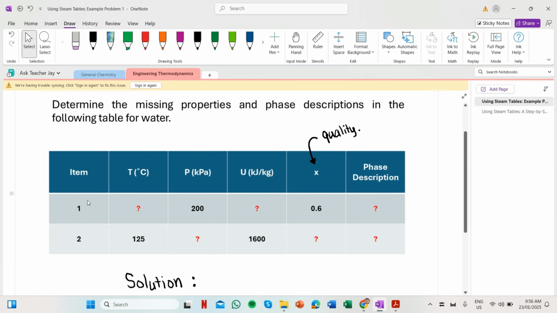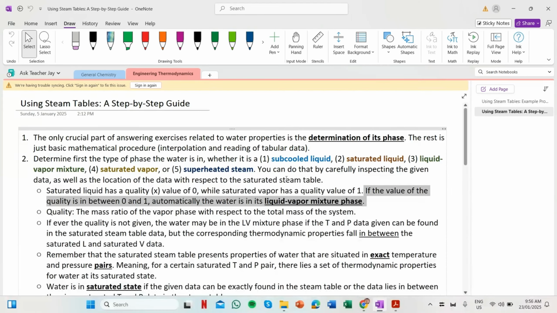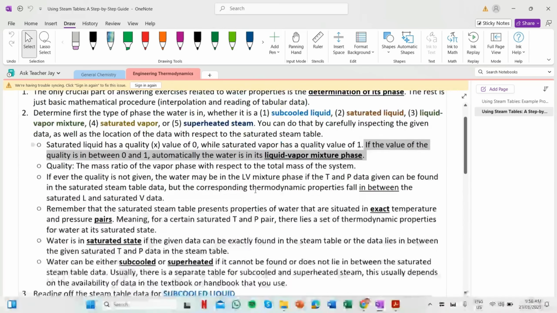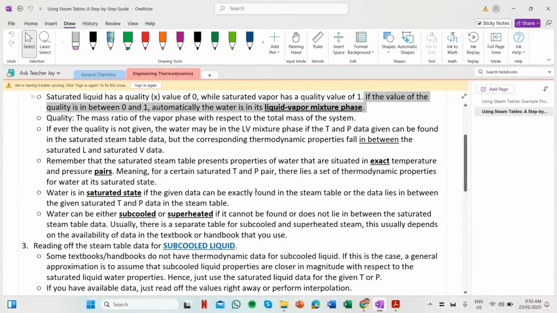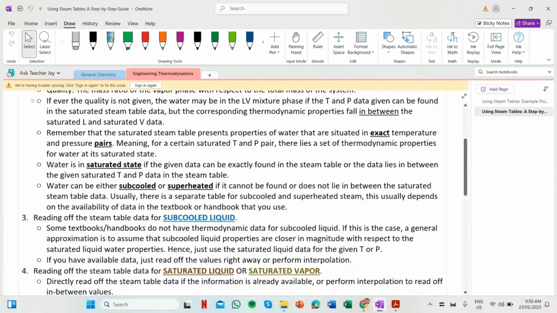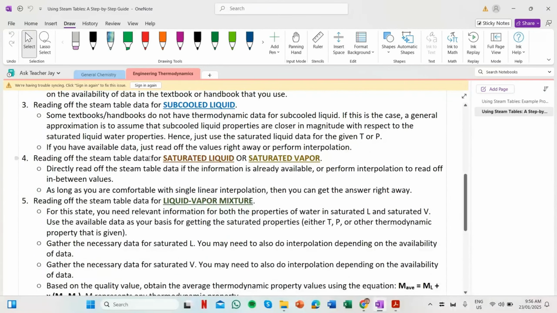So for this item, this is just very straightforward. So we have to proceed with the process or procedure in determining the properties for the liquid vapor mixture phase. So I'll proceed here to my guide.